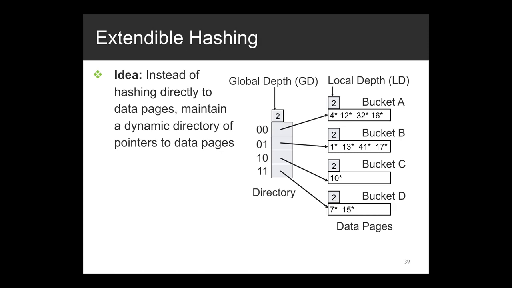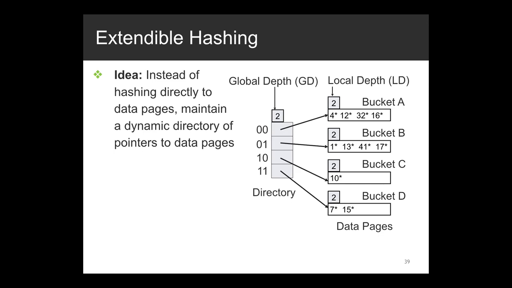Now each pointer points to a bucket page. The bucket page contains the data entries, and so here it's the same kind of asterisk notation, means it's a data entry. So you have 4, 12, 32, 16, and all that. So in this particular example, there are 4 slots that fit into a page. So you can have 4 data entries on each bucket page. There is a parameter for each bucket page as well, and that parameter is called the local depth.